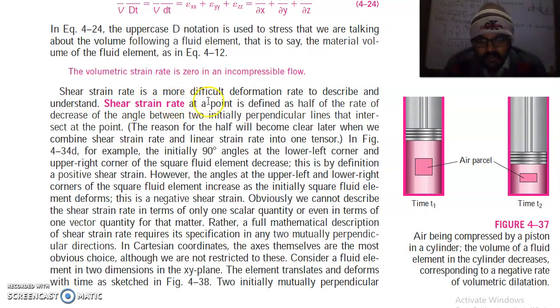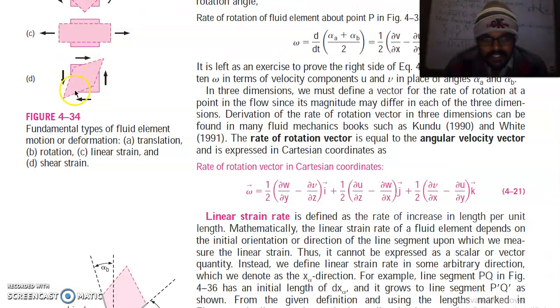Shear strain rate is a more difficult deformation rate to describe and understand. Shear strain rate at a point is defined as half of the rate of decrease of the angle between two initially perpendicular lines that intersect at the point. The reason for the half will become clear later when we combine shear strain rate and linear strain rate into one tensor. So you can see here, this is your original element. After shear strain, it will deform and this shape will become this.